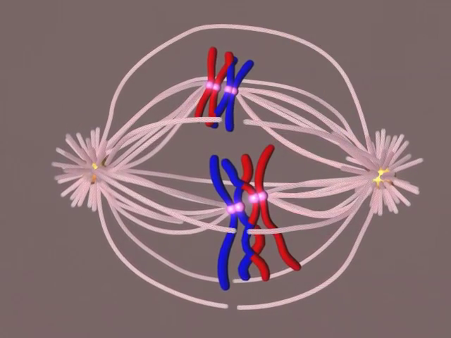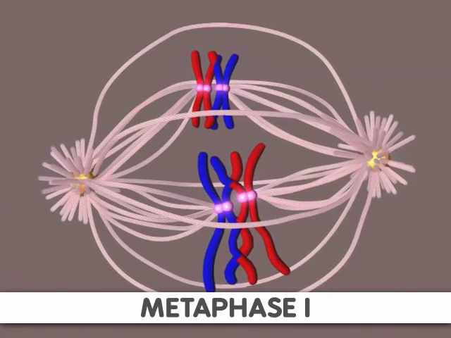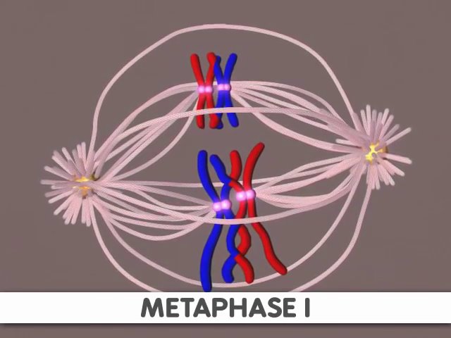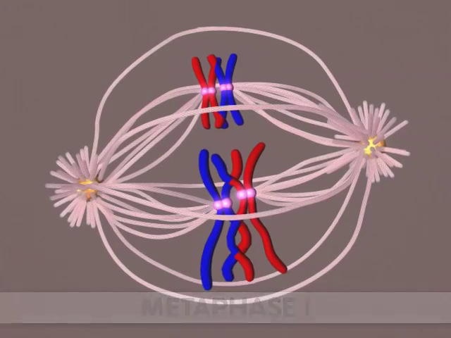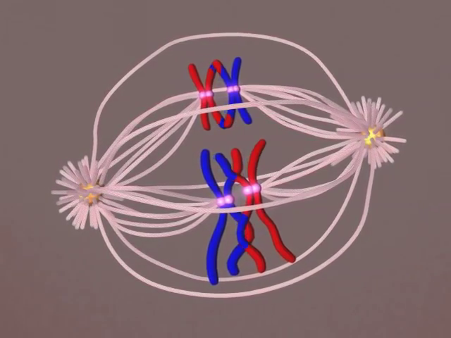The next phase of meiosis I is called metaphase I. Here, the synapsed chromosomes align at the equator of the cell. The chromosomes align randomly, which results in different combinations each time meiosis occurs.